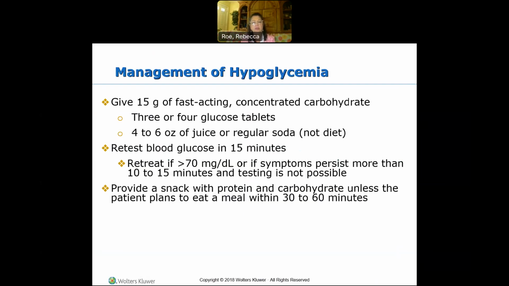If your blood sugar remains around 70, or if symptoms persist, give them a snack with some protein and carbohydrates. So you can give them some peanut butter and a cracker, or a little bit of milk. Carbohydrate, unless the patient plans to eat a meal within 30 to 60 minutes. But you want to get that back up a little bit, so it's gradual.